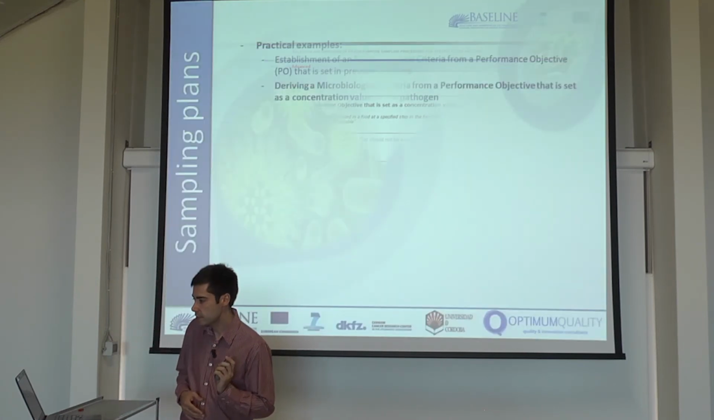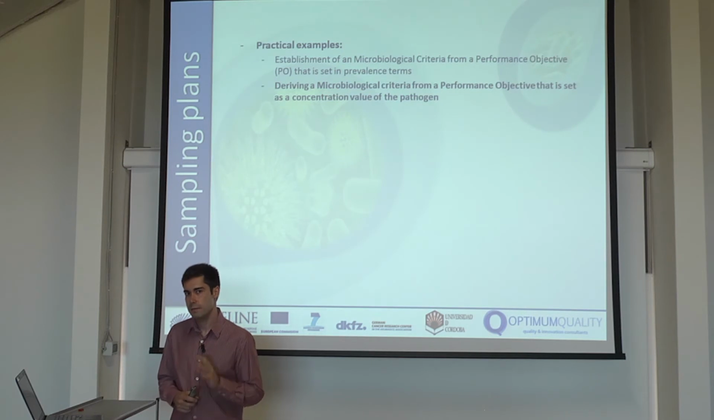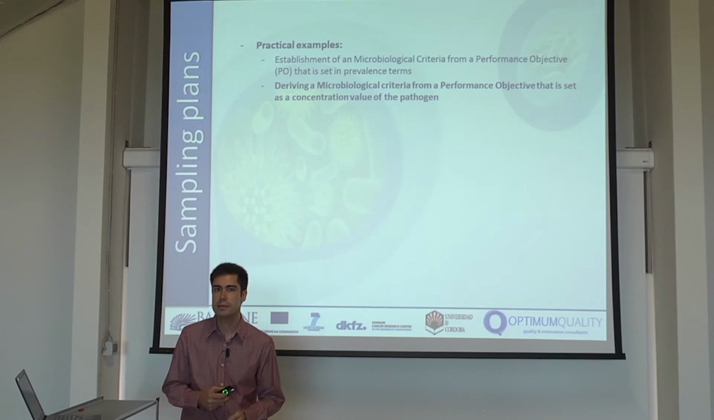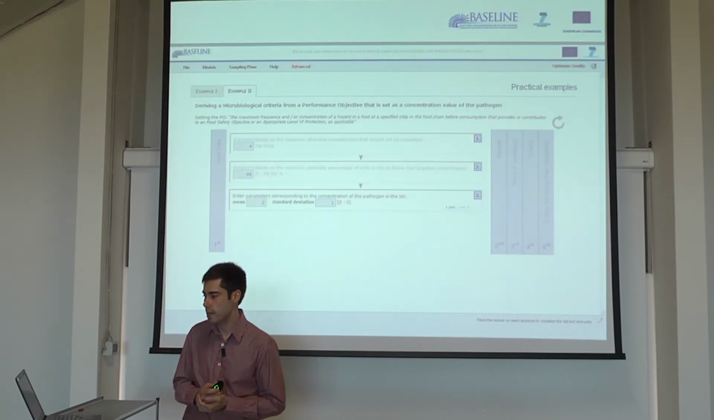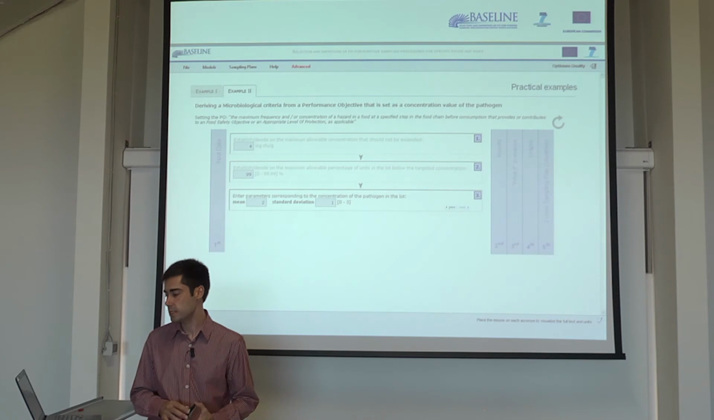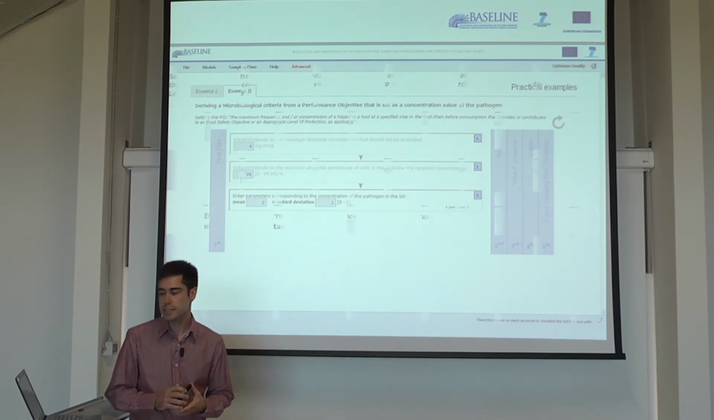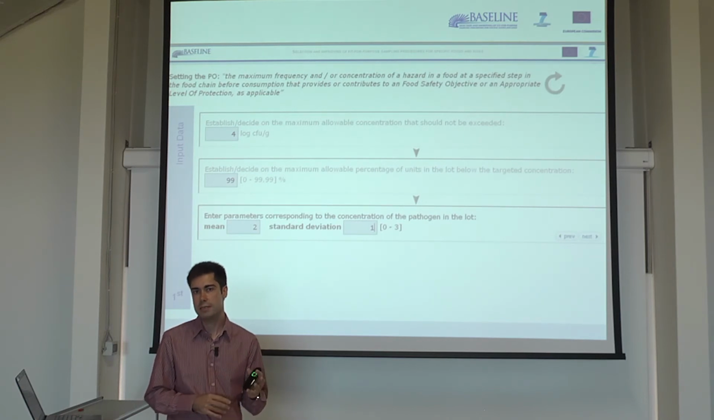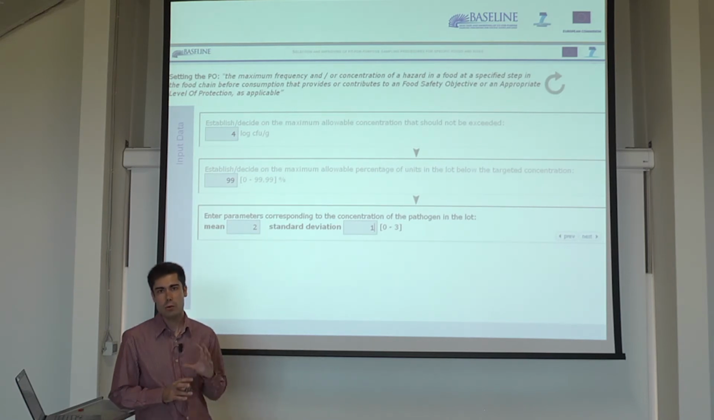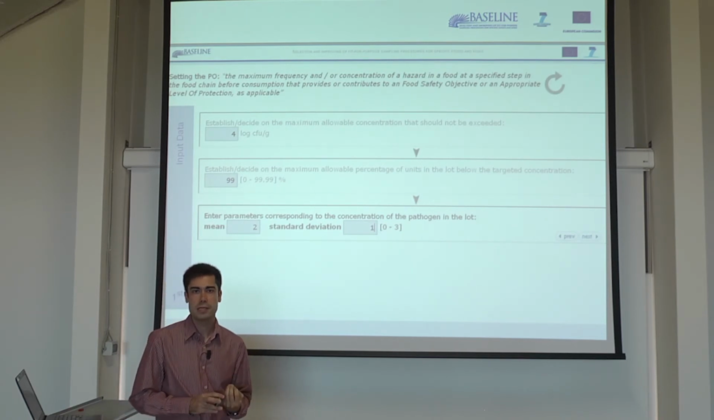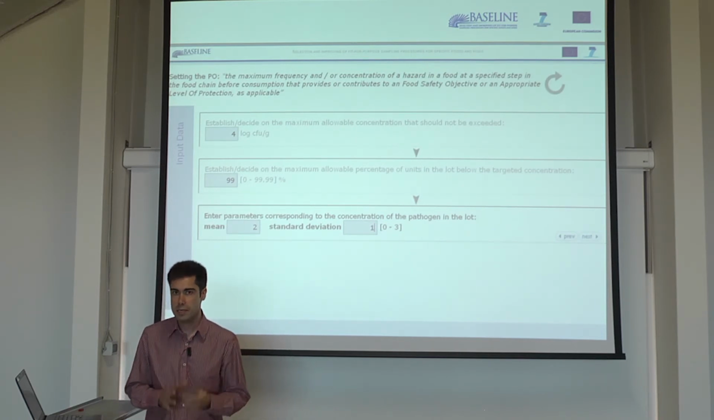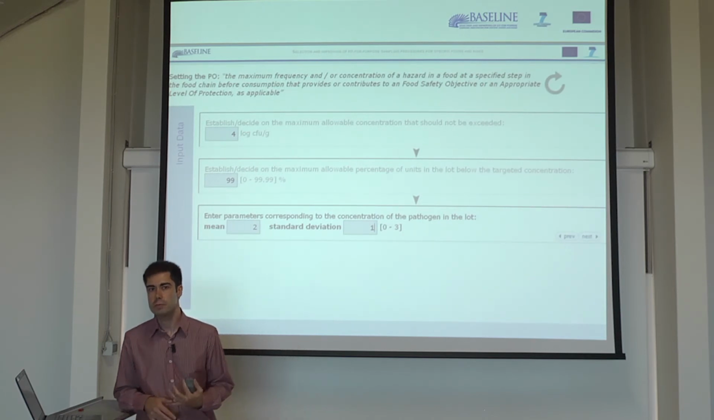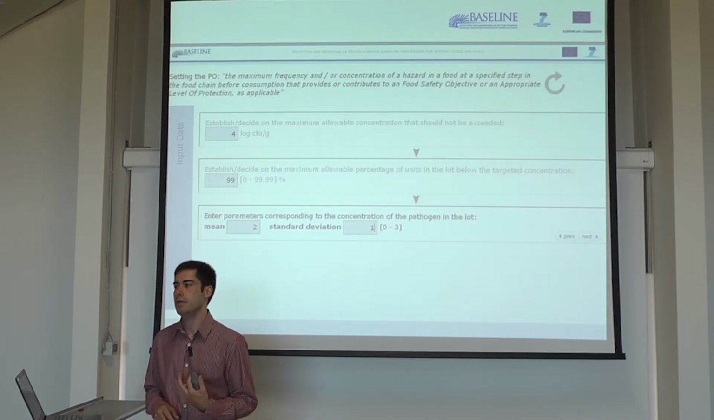This is the other example. I will explain very easily how to derive a microbiological criteria from a performance objective that is set as a concentration value. This is the second practical example where the user can set here the maximum allowable concentration that cannot be exceeded, as well as the maximum allowable proportion of units that should not be contaminated. In this example, I assume that no more than 99% of units would have a concentration higher than 4 logs.